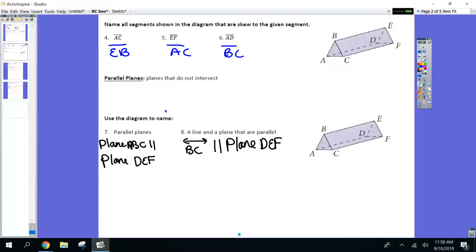Make sense? Whoa, you're not done. One doesn't make you great. Give me a line from the other plane right now. DEF. Give me a line. So we can also say that DF is parallel to which plane? ABC. So that is when a plane and a line can be parallel to each other. All good. No issues with parallel lines or planes.